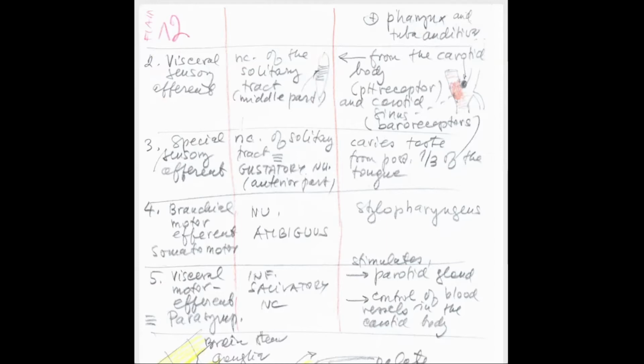The carotid sinus contains the baroreceptors. The carotid body contains the chemoreceptors, pH receptors. So from the carotid body and the other receptors, the information runs to the nucleus of the solitary tract. Fiber number 3, special sensory, again afferent, finally reaches the nucleus of the solitary tract, the gustatory part. The name gustatory means the nucleus receiving information from the gustatory buds, from taste, so it carries taste from the posterior 1/3 of the tongue.